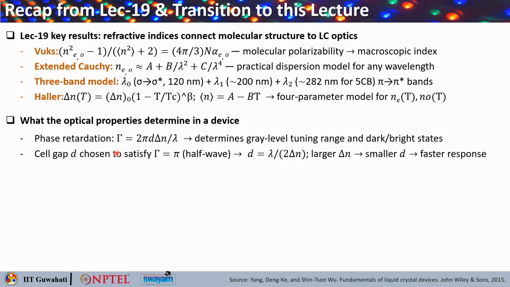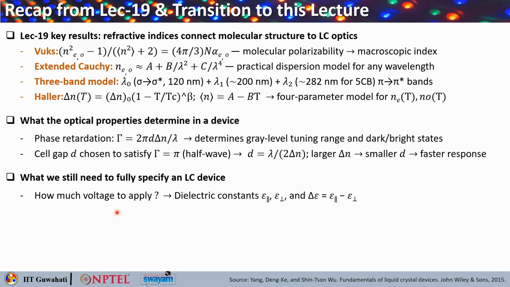Now, what are the optical properties that matter in a device? The first thing is the phase retardation, capital gamma, given by 2 pi d delta n divided by lambda. This determines the gray level tuning range and the dark and bright states. Also, the cell gap d needs to be chosen so that gamma equals pi, that is half wave. That gives you d equals lambda by 2 delta n. So, a larger delta n will give you a smaller d, meaning the cell gap is less, so you will get a faster response. Larger birefringence, meaning the difference between Ne and No, gives a faster response.